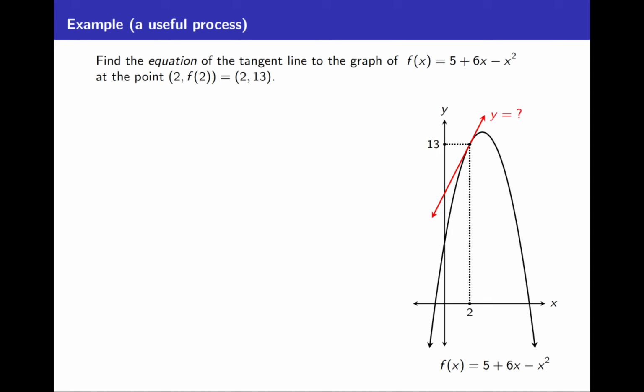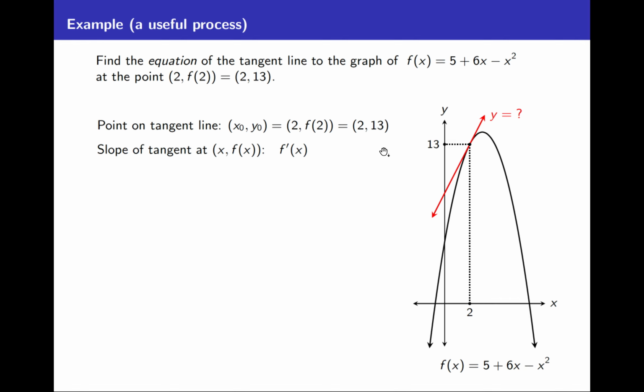And you should be familiar with this from pre-algebra. We have this point on the tangent line, x naught, y naught, which is 2, f of 2, or (2, 13). That's our point. Now for the point slope formula for a straight line, you also need the slope of the line in question. And remember that the slope is given by the derivative. The slope of the tangent at any particular point x, f of x is f prime of x. Now f prime of x, we can find that that's 6 minus 2x using familiar rules.